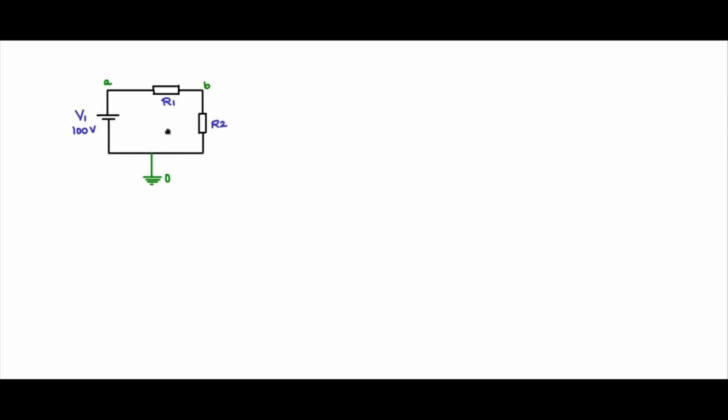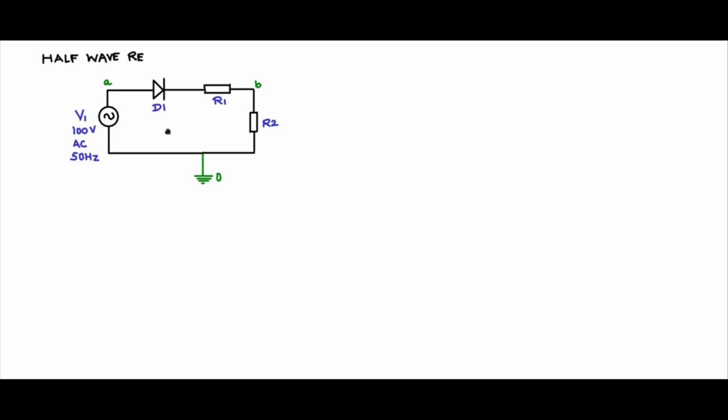We will now modify this circuit slightly in this fashion. I will now introduce a diode in series, and this will become a half-wave rectifier circuit. I will replace the DC source with an AC source, let's say an AC source of 50 Hertz, and we will call this one diode D1. So this is a half-wave rectifier circuit, and let us see how we go about simulating this circuit.